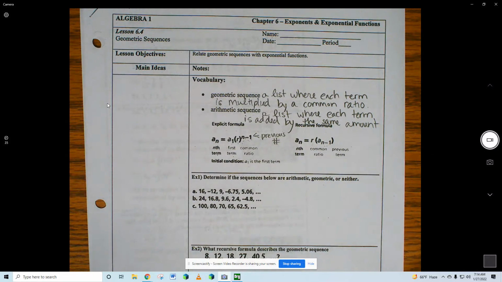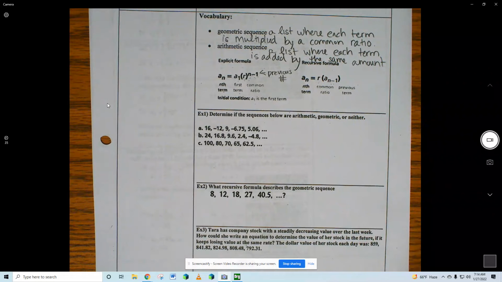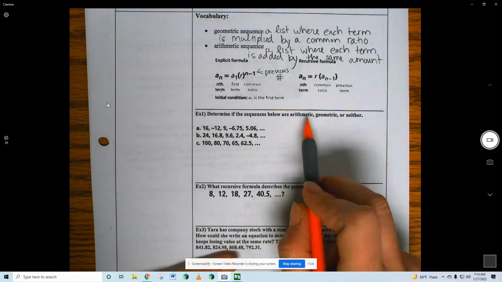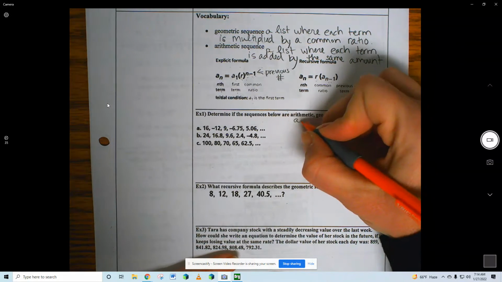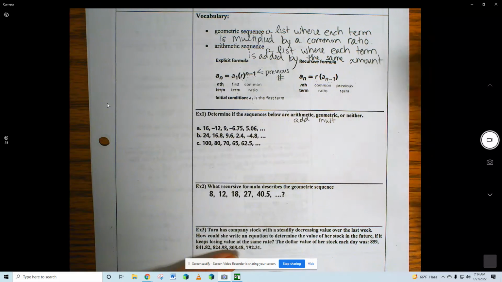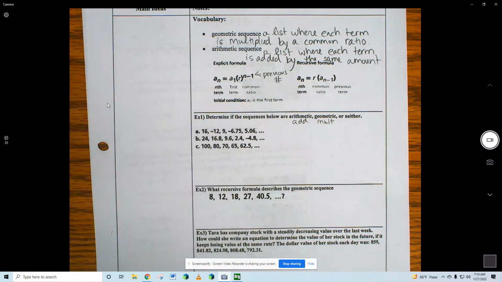Let's look at example 1 first and identify. Is it arithmetic? Is it geometric? Determine if the sequences are arithmetic, which means add, geometric, which means multiply, or neither. Neither means there's nothing in common. These lists are just random, nothing special.